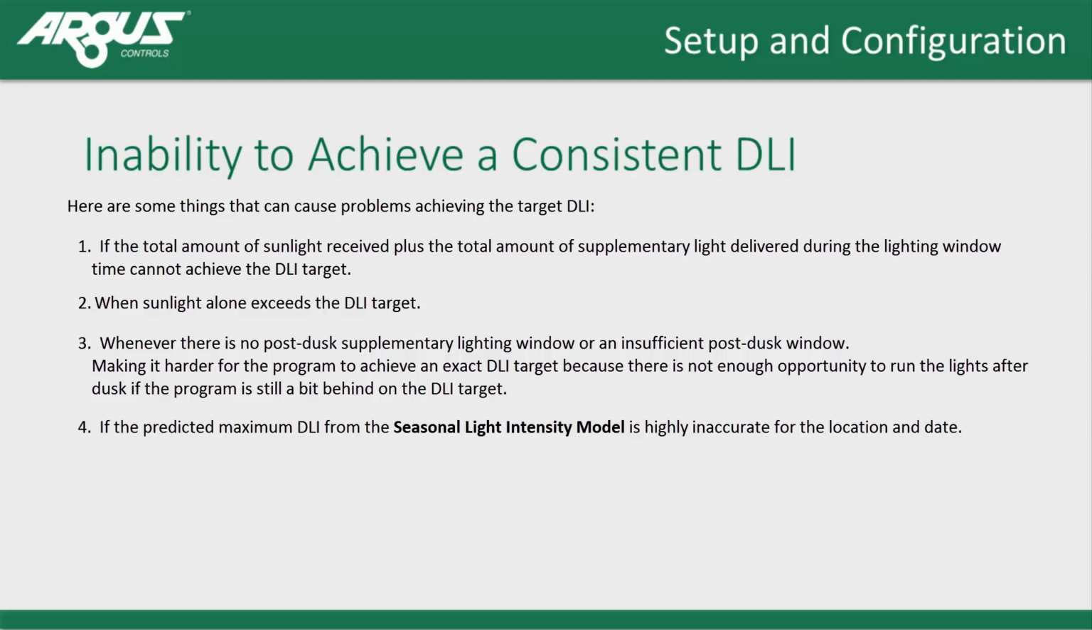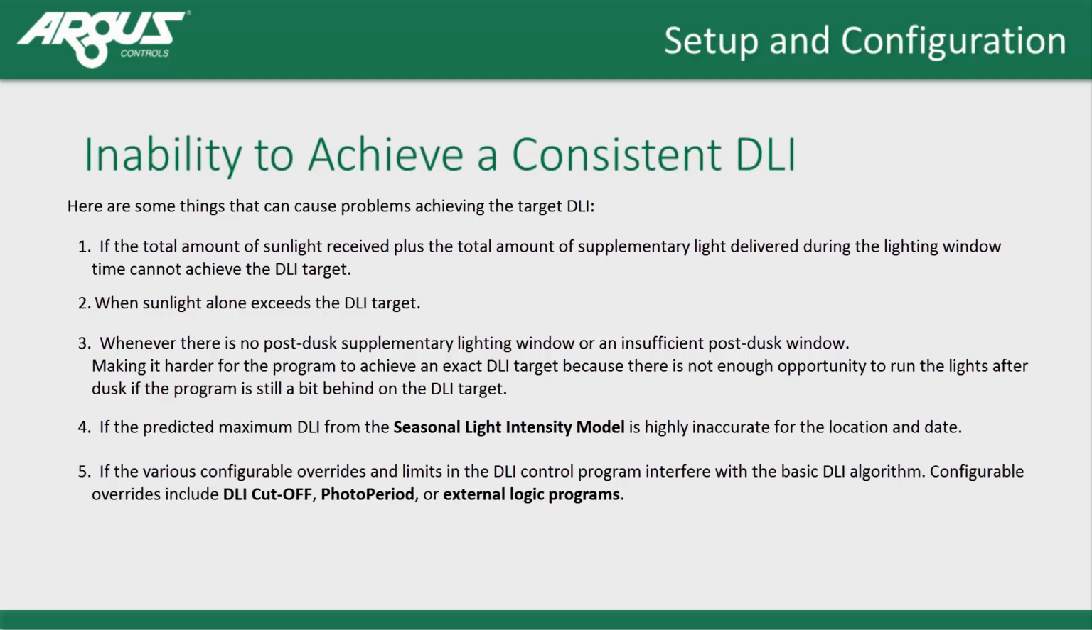If the predicted maximum DLI from the seasonal light intensity model is highly inaccurate for the location and date. If the various configurable overrides and limits in the DLI control program interfere with the basic DLI algorithm, configurable overrides include DLI cutoff, photo period, or external logic programs.